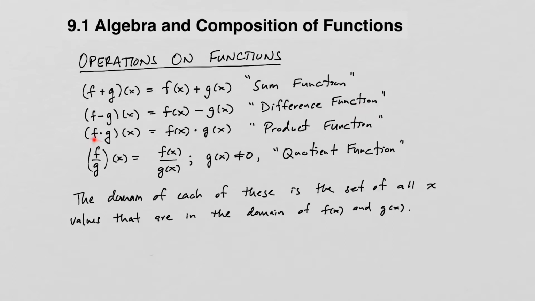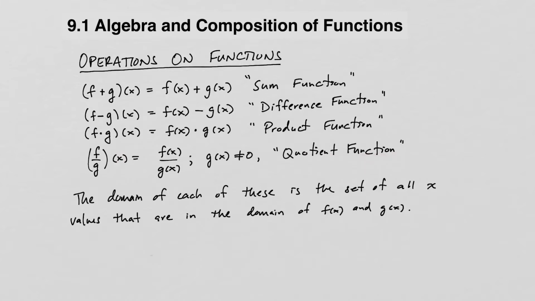The function f times g of x comes from multiplying the functions f and g together, and this is what we call the product function. And finally, the function f over g of x is defined to be f of x divided by g of x. And when we do this, of course, g of x cannot be 0 because we are not allowed to divide by 0. And this function is called the quotient function.